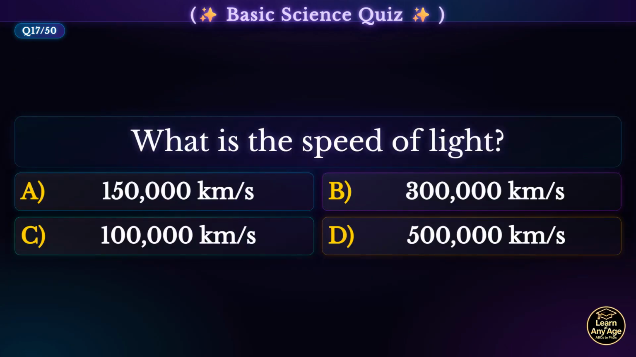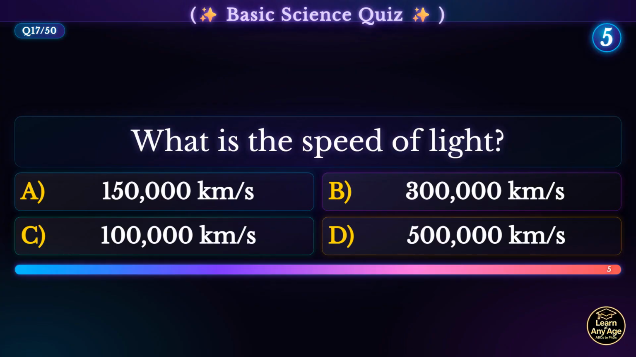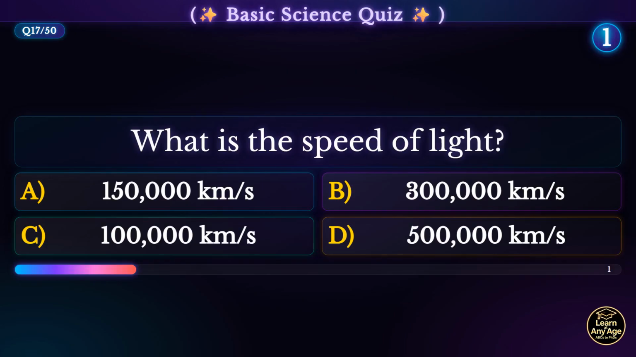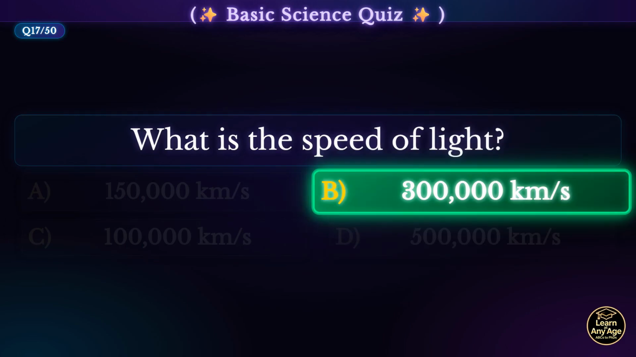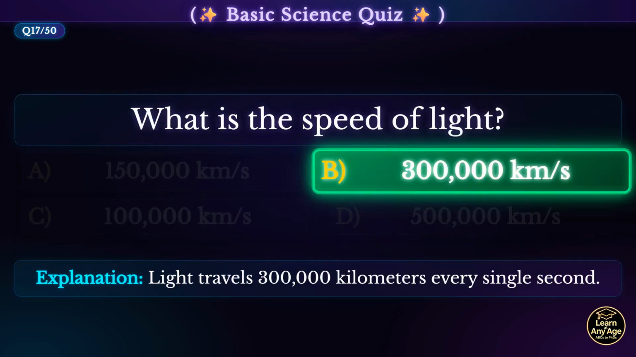What is the speed of light? 150,000 kilometers per second, 300,000 kilometers per second, 100,000 kilometers per second, 500,000 kilometers per second. 300,000 kilometers per second. Light travels 300,000 kilometers every single second.